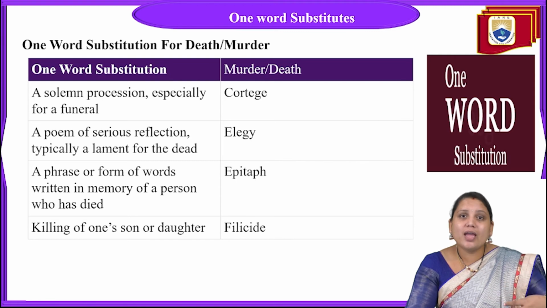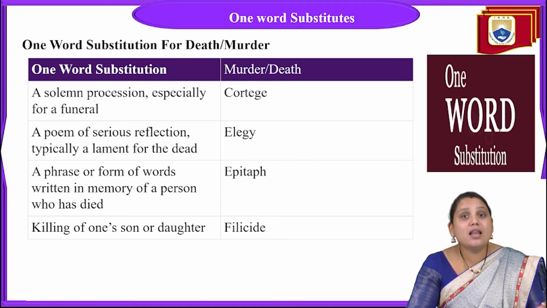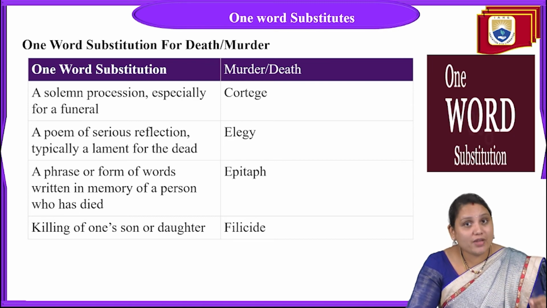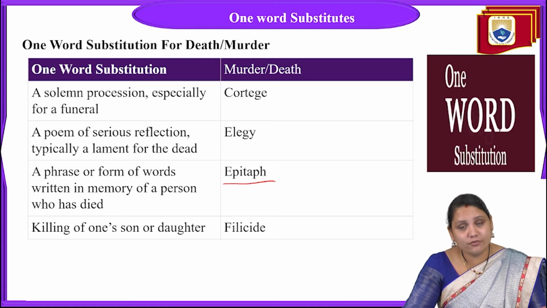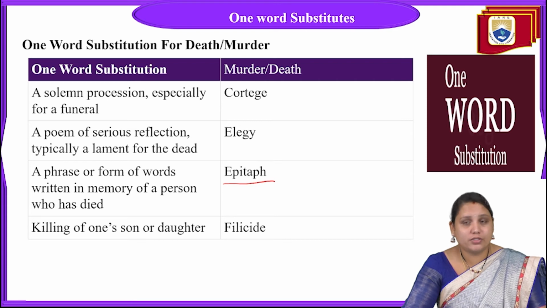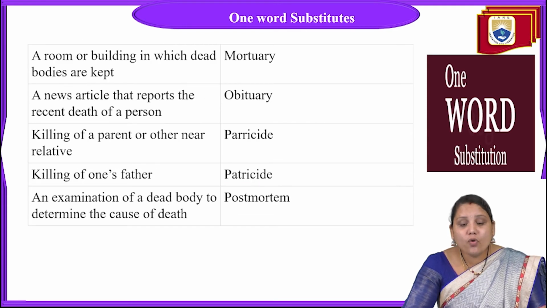So in that case, they are useful and also they render that accuracy and the standard to build up that poem very effectively and communicate it to the readers. Then epitaph, a phrase or form of words written in memory of a person who has died. Next, filicide, killing of one's son or daughter. Next, a room or building in which dead bodies are kept. What is it called? Mortuary.